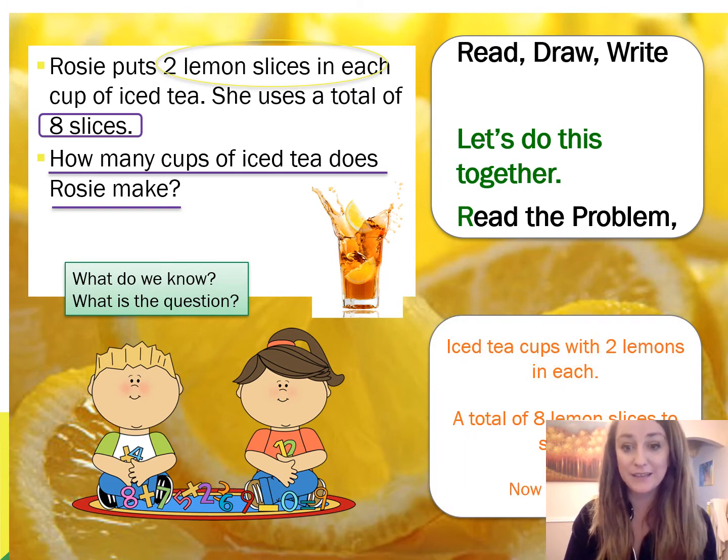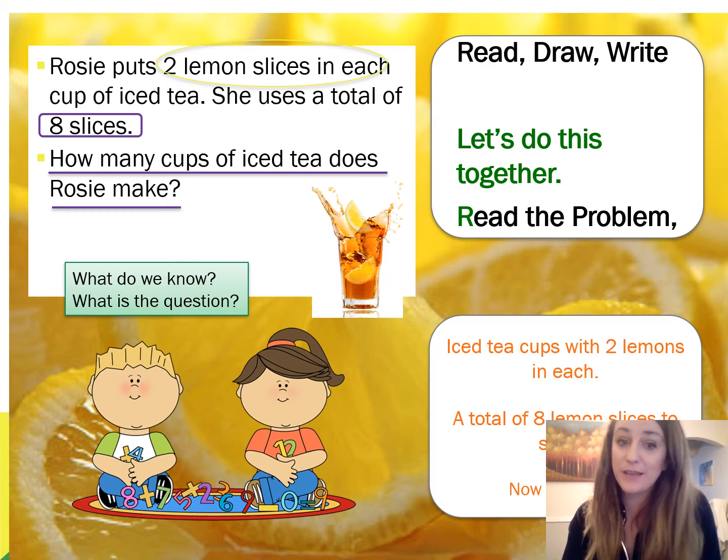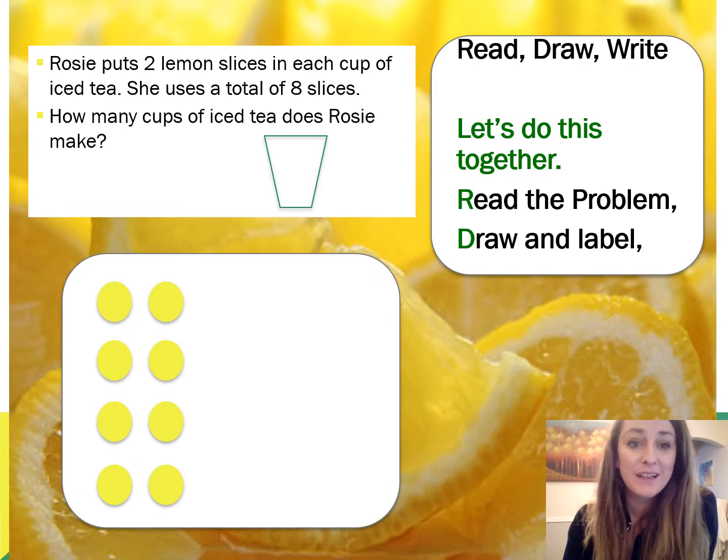We know that the iced tea cups have 2 lemons in each. We know a total of 8 lemon slices to share. What we don't know is how many cups of iced tea or groups Rosie makes. I know this is going to be a division problem because we are sharing the lemon slices, 2 in each. Rosie puts 2 lemon slices in each cup of iced tea. She uses a total of 8 slices.